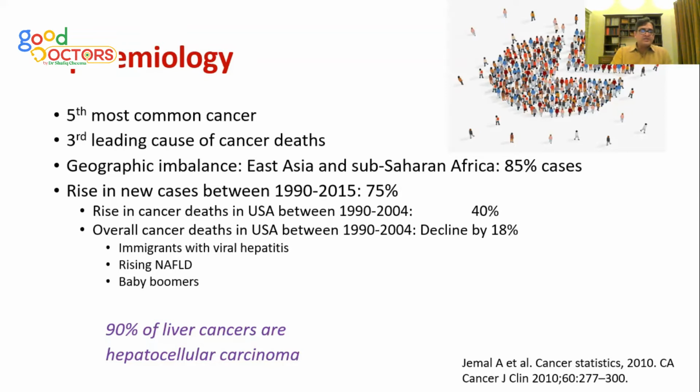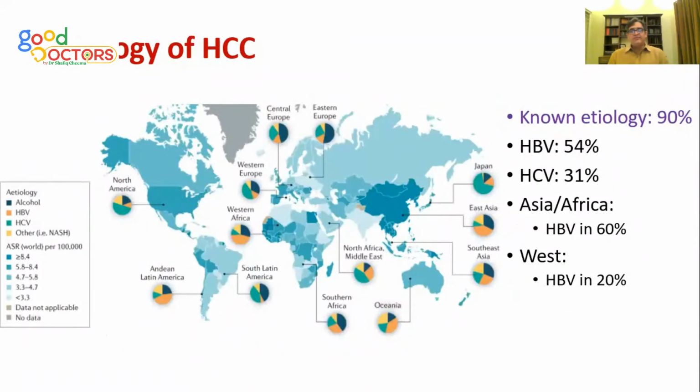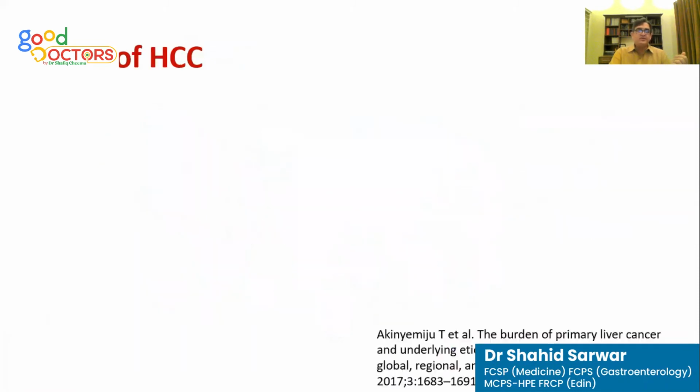More than 90% of liver cancers are hepatocellular carcinoma. One thing which is different about this particular cancer is that in the majority of patients, you do have an underlying cause for it. In around 50 to 55% of patients, it's hepatitis B, and in 30% of patients, it's hepatitis C. So in 85% of the patients, it's either hepatitis B or C. And again, we see an area-wise difference in these etiological factors as well: in Asian and African countries, hepatitis B is the leading cause, and in Western countries, it's hepatitis C, and hepatitis B is not that common.